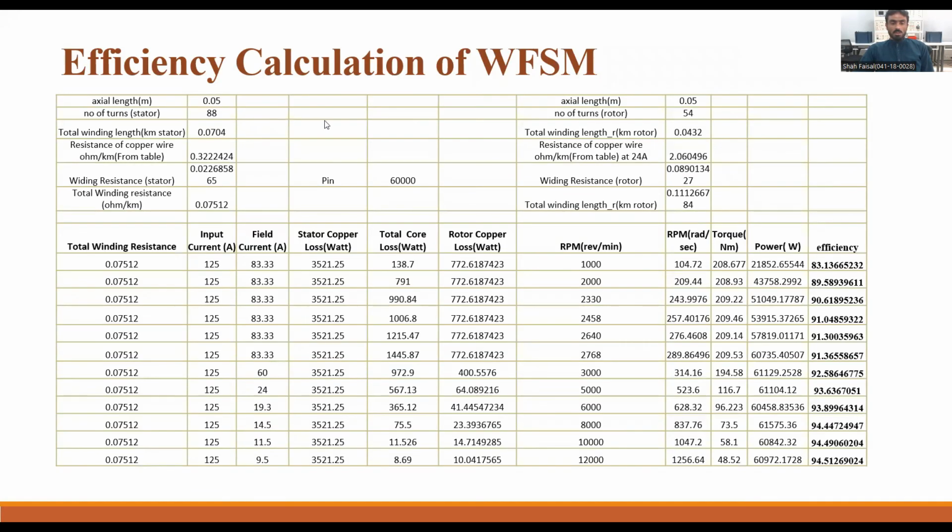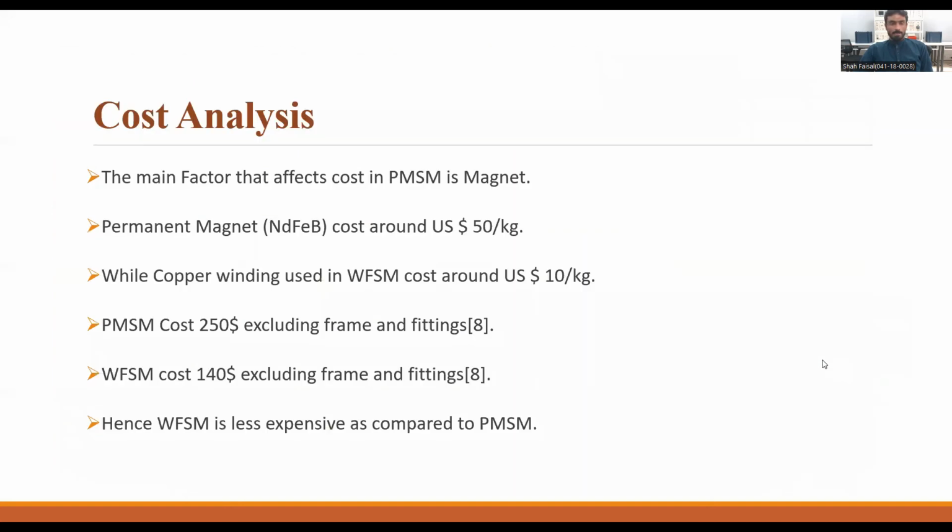And the efficiency calculation of the wound field synchronous motor is based on these losses that we have achieved. Its efficiency at rated speed is almost 91.36%.